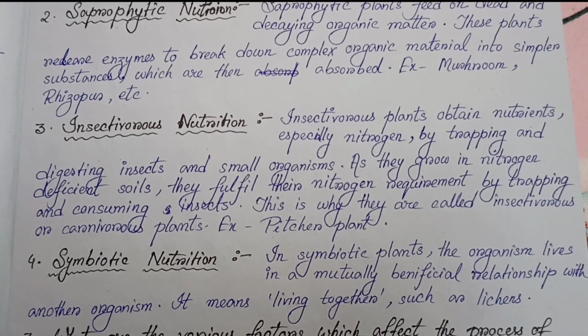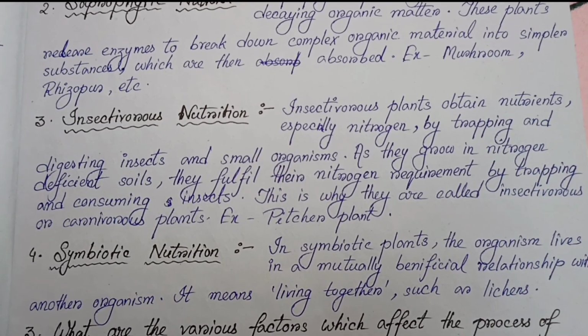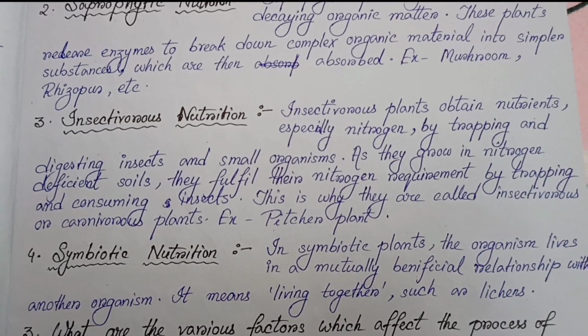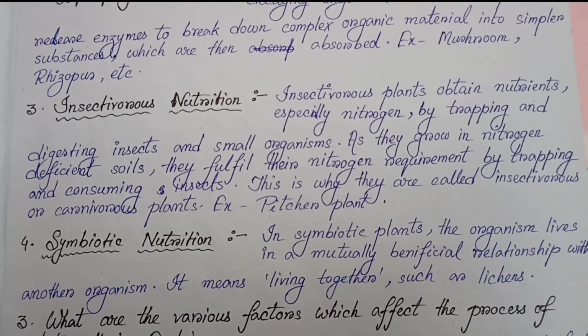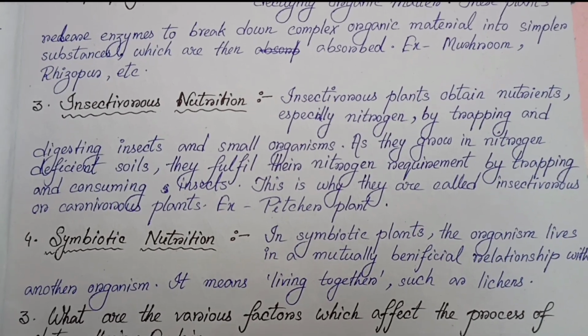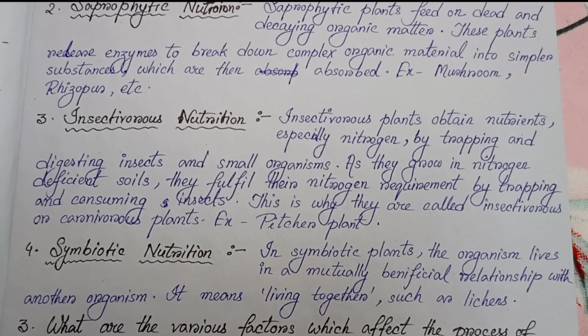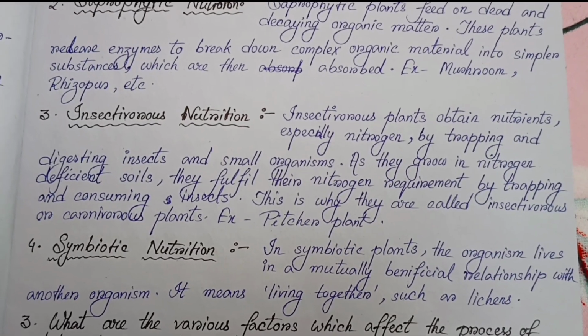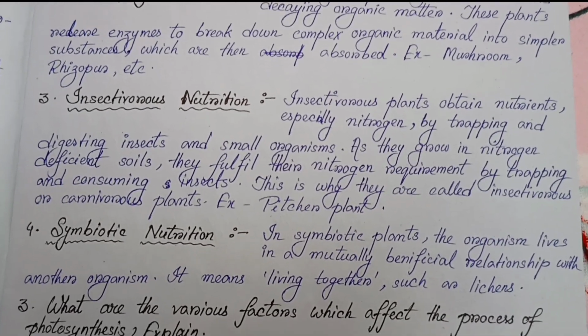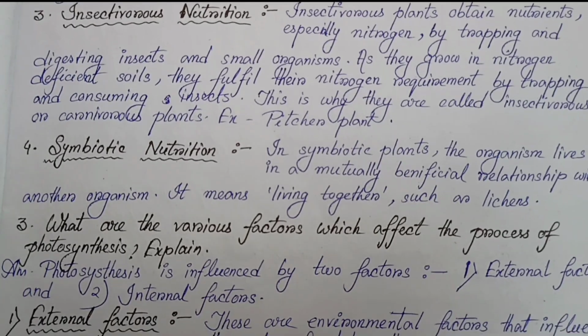Number 3, insectivorous nutrition. Insectivorous plants obtain nutrients, especially nitrogen, by trapping and digesting insects and small organisms as they grow in nitrogen deficient soils. They fulfill their nitrogen requirements by trapping and consuming insects. This is why they are called insectivorous or carnivorous plants. Example, pitcher plant.